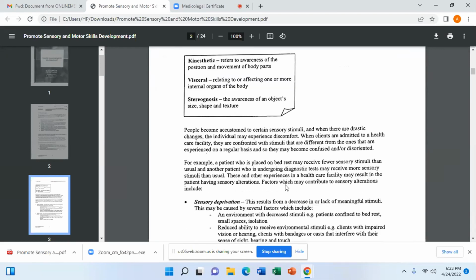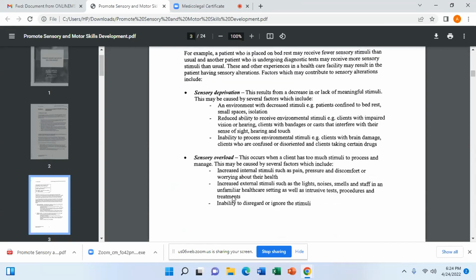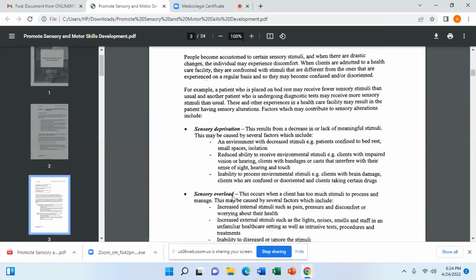Right? So for example, a patient who is placed on bed rest may receive fewer sensory stimuli than usual, and another patient who is undergoing diagnostic tests may receive more sensory stimuli than usual. These and other experiences in a healthcare facility may result in the patient having sensory alterations. Factors which may contribute to sensory alterations include sensory deprivation and sensory overload. Those are two other terms.